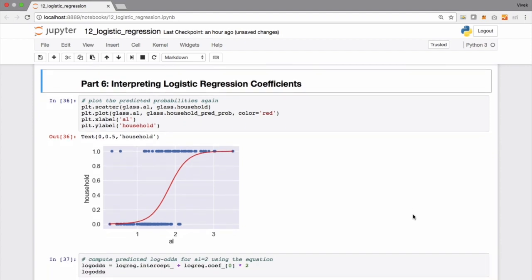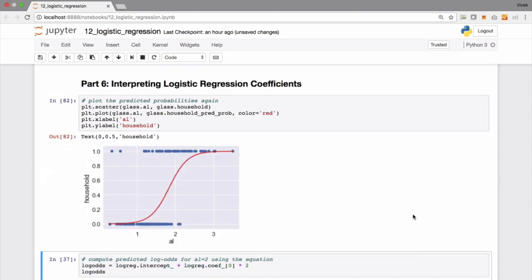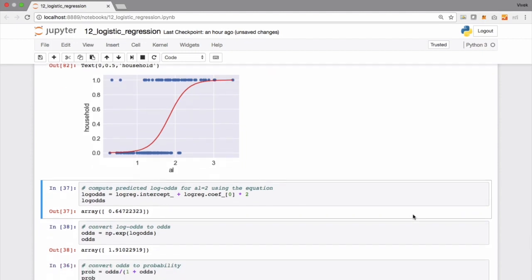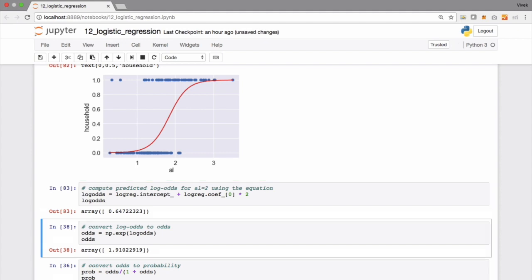Interpreting logistic regression coefficients. Again, if we redraw the probability graph that we got through logistic regression, we'll end up with an S-curve that we've already discussed. Now let's compute the predicted log odds for AL equals 2 using the equation that the scikit-learn logistic regression object has given us. We take the intercept, multiply the value of AL with the coefficient for that column, and then look at the log odds.